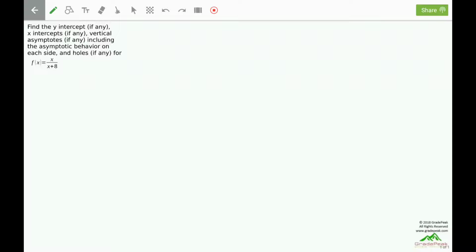Find the y-intercept, if any, x-intercepts, if any, vertical asymptotes, if any, including the asymptotic behavior on each side, and holes, if any, for f of x equals x divided by x plus 8.